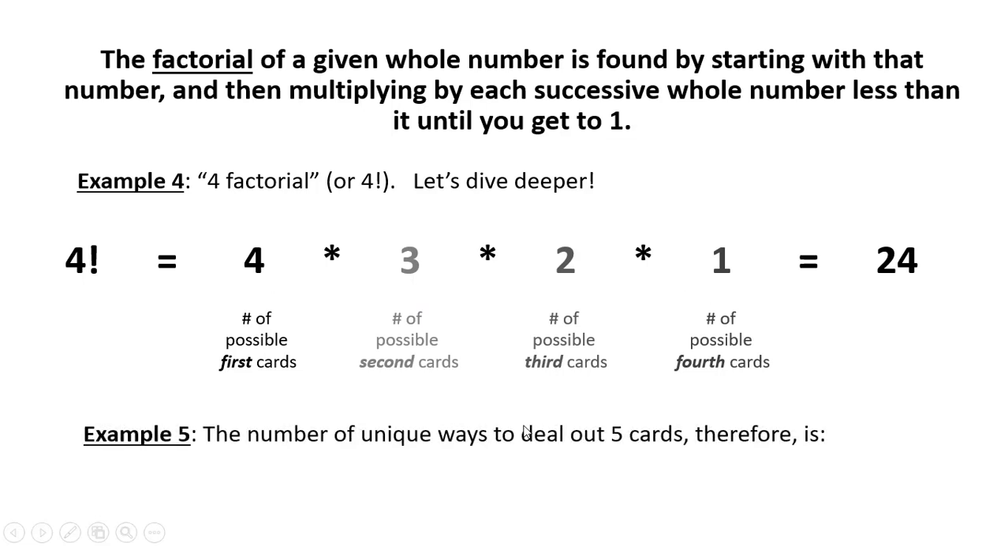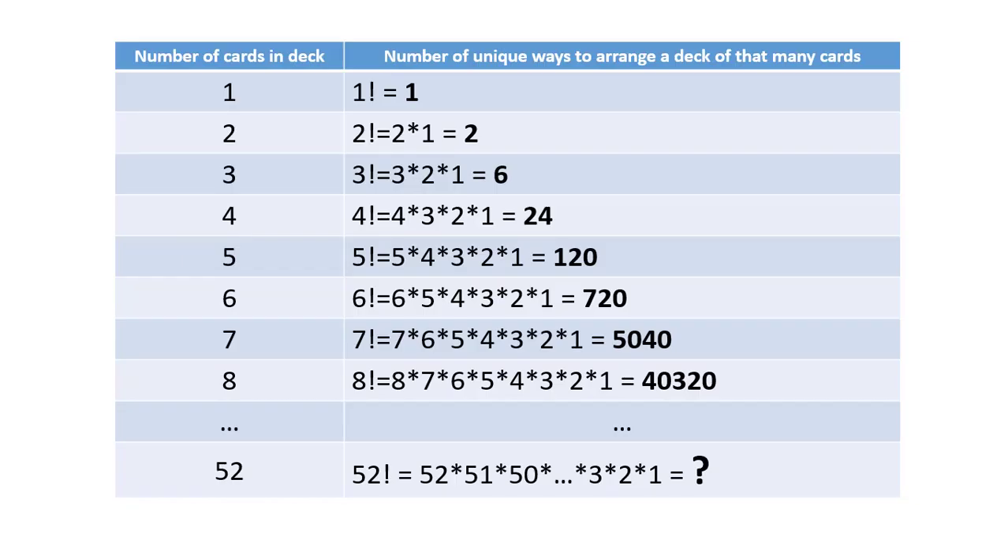Looking at one more example like this before we return to our table, 5 cards. If you think about dealing out 5 cards, you're going to have 120 ways to do it. The reason is the first person has 5 possible cards they could get. The next person has 4. The next person has 3. The next person has 2. And the last person only has 1. So 5 times 4 times 3 times 2 times 1 is 120. And there's your 120.